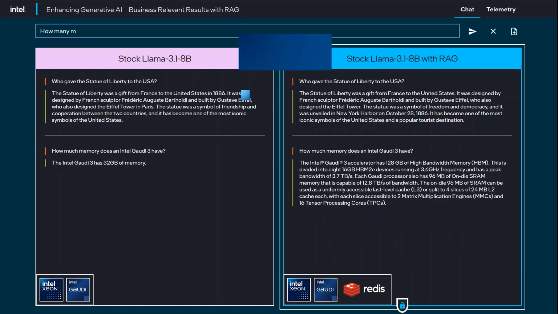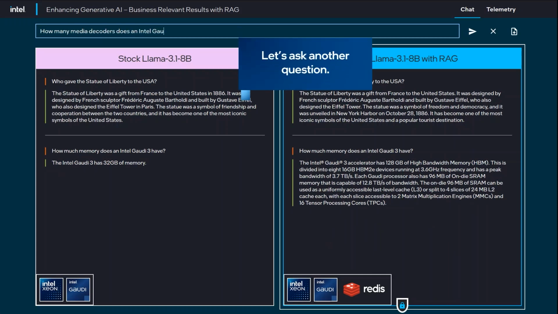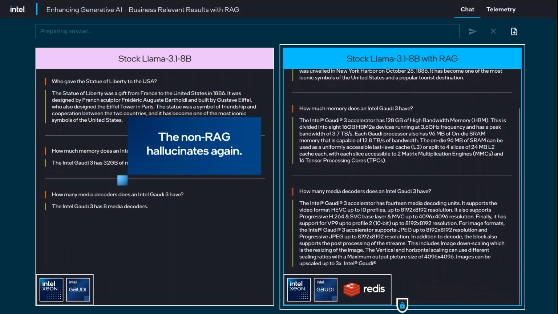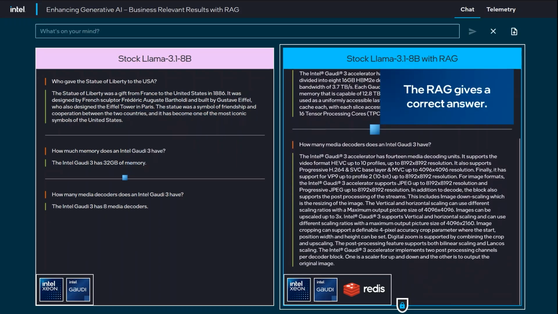Let's ask how many media decoders an Intel Gaudi 3 has. The non-RAG backend gives an incorrect answer, while the RAG backend provides detailed information on the number of decoders, supported video formats, max resolutions, and post-processing capabilities. This extra context showcases the power of RAG for inferencing.